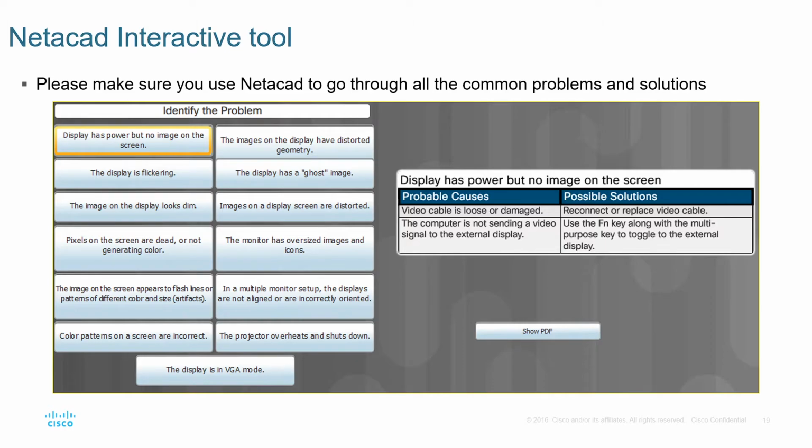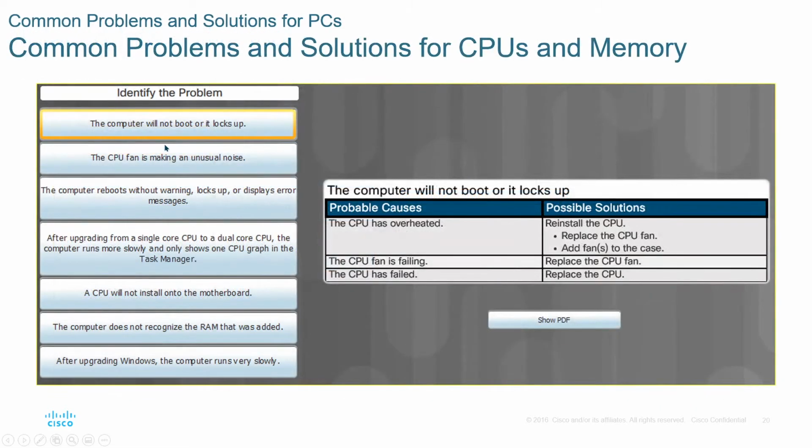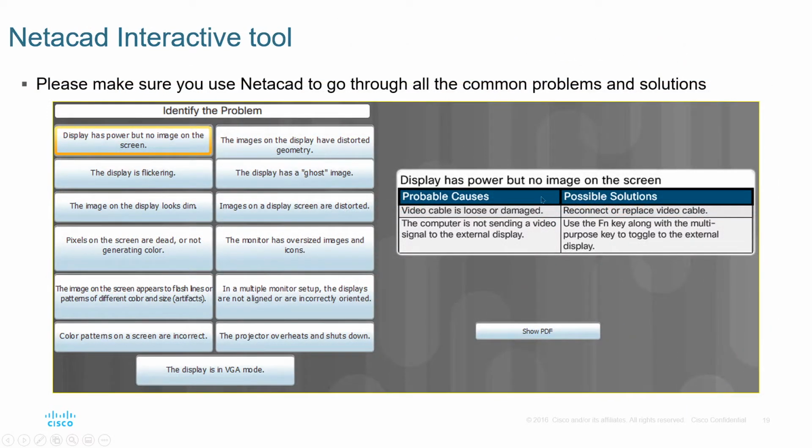All right. So now, guys, we have an interactive tool in Netacad that allows us to study some of the common issues we might have. I've just given you an example here for the common issues we may encounter with displays. So if you click into the problem and you have identified the problem that the display has power but no image, what is it that may be happening? You just click on the interactive button and you can actually verify what can be done.